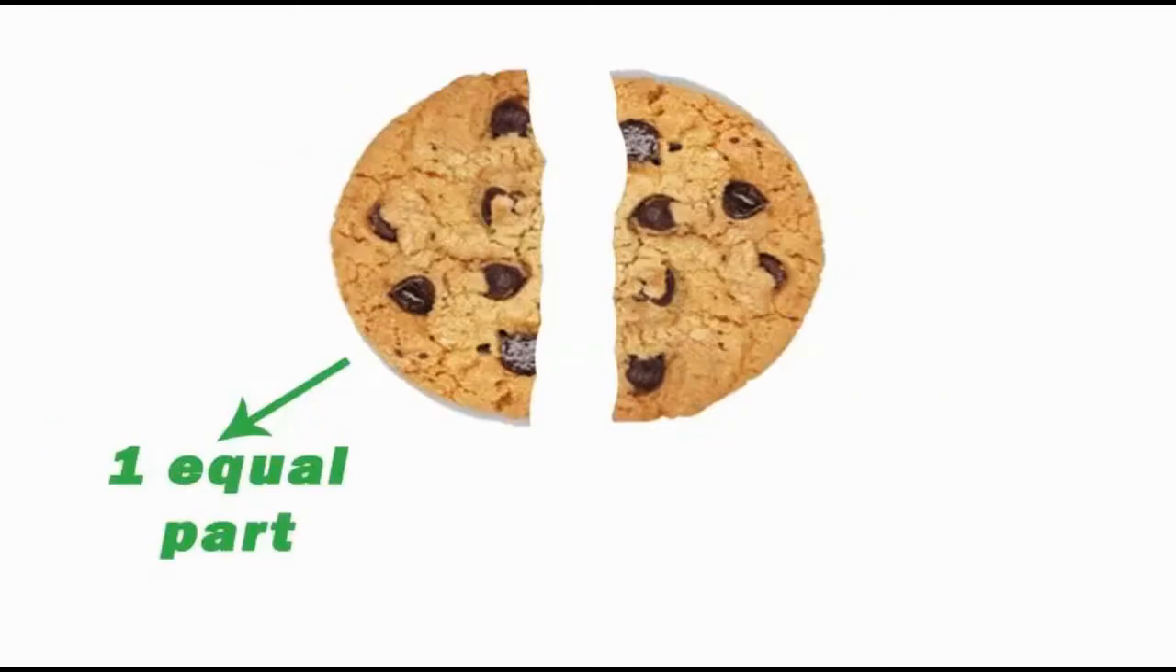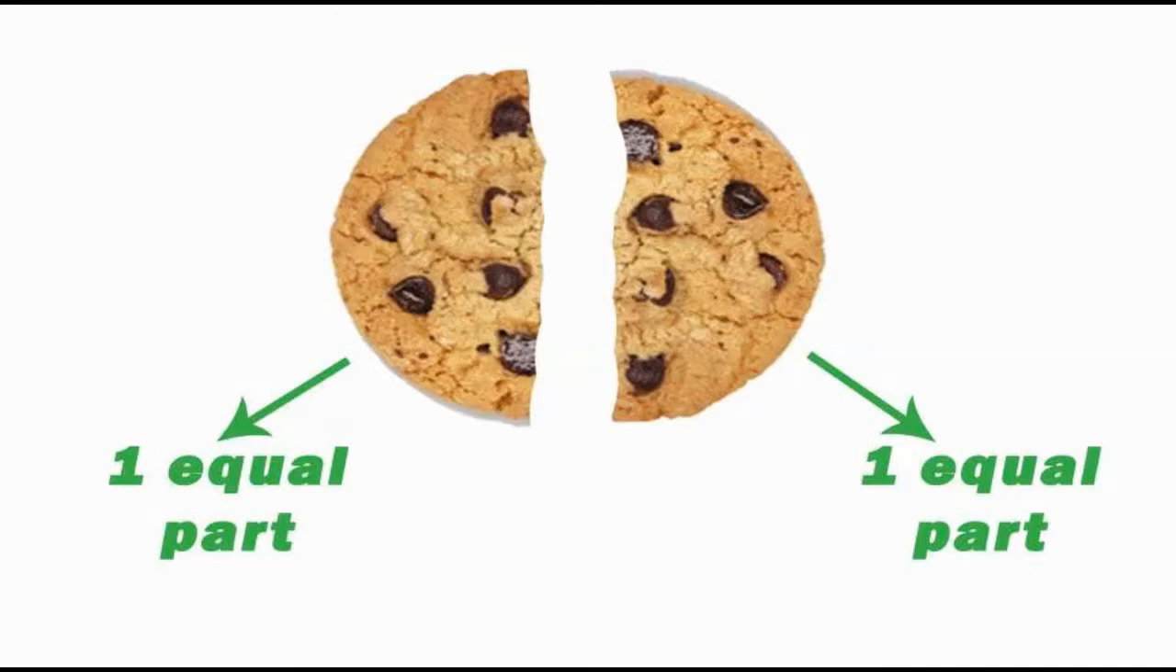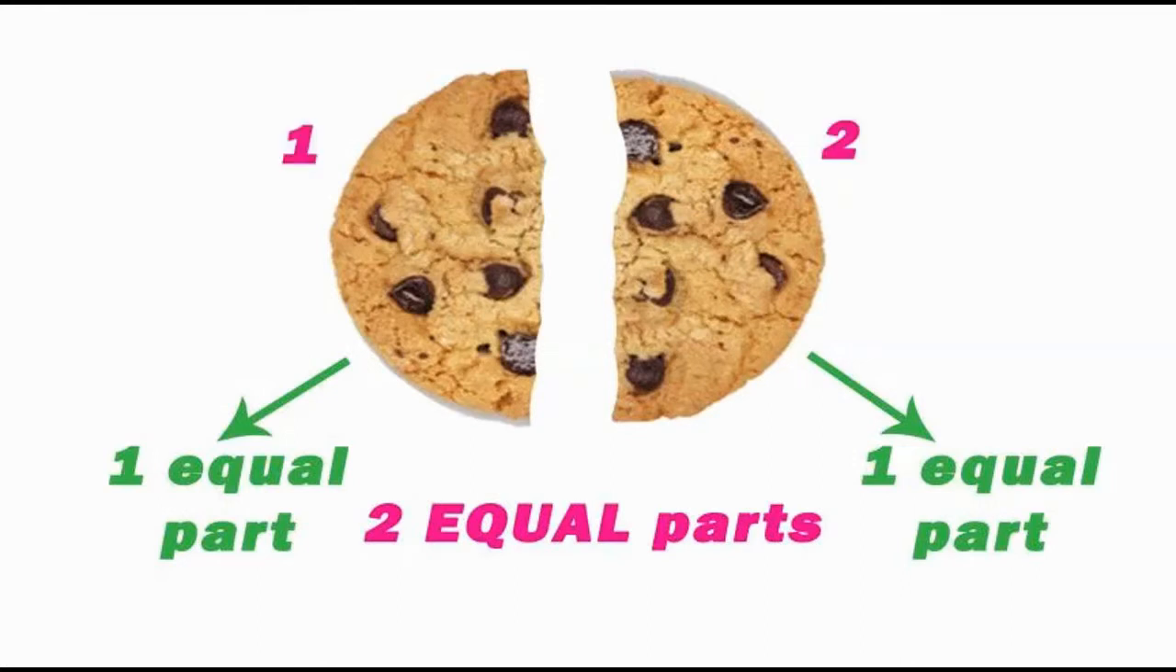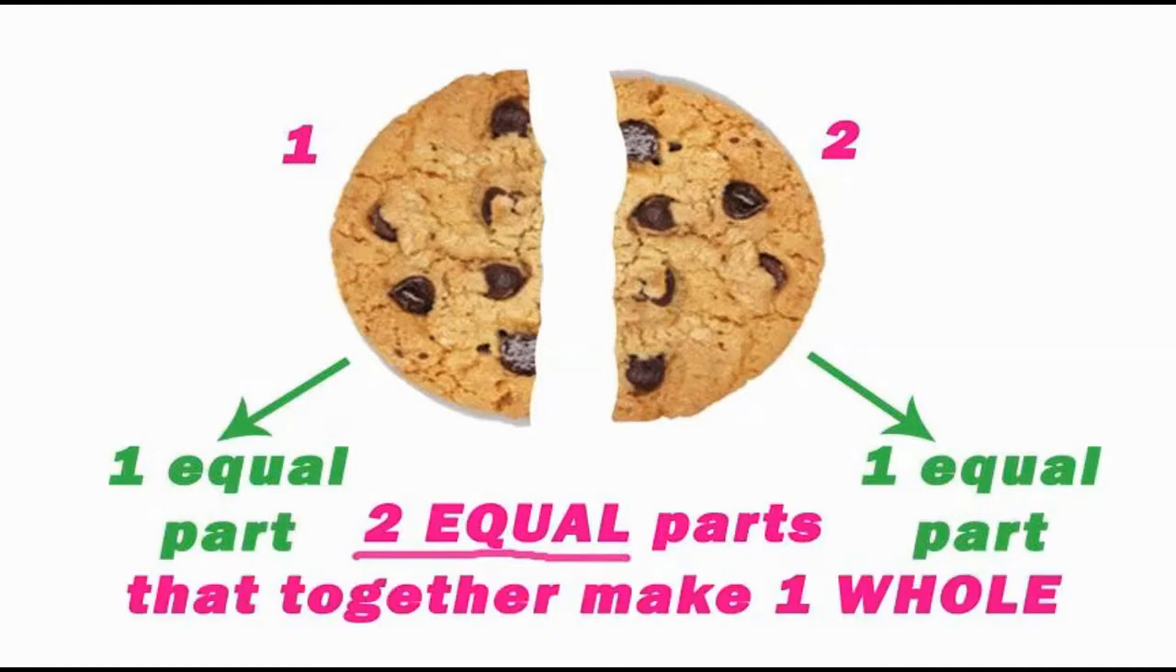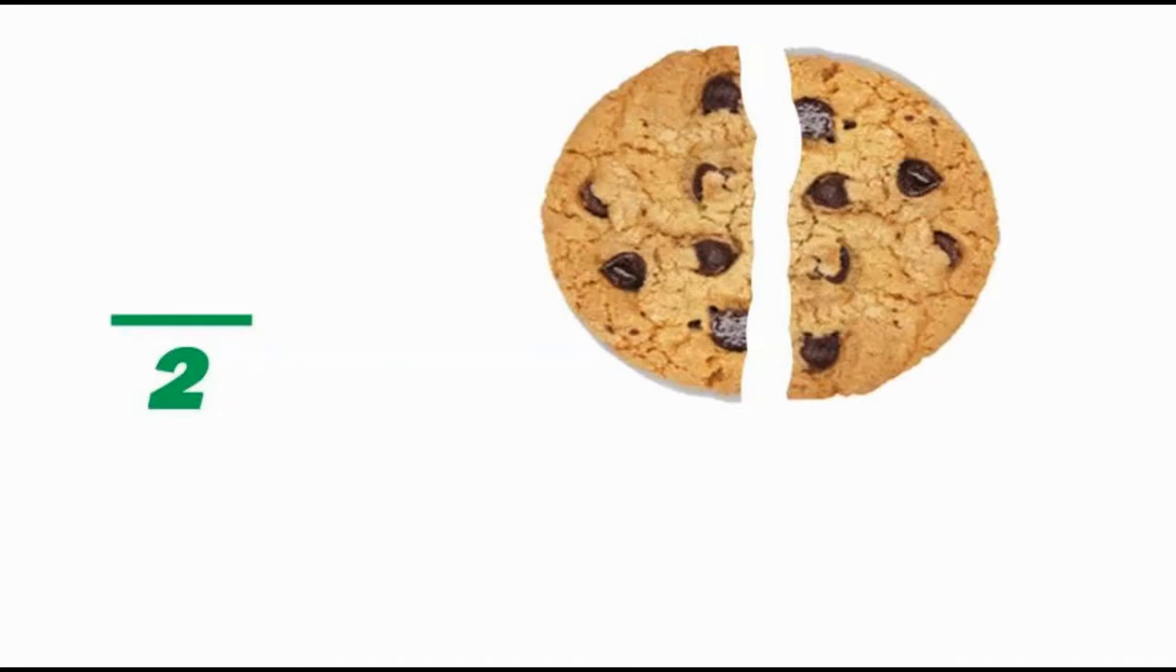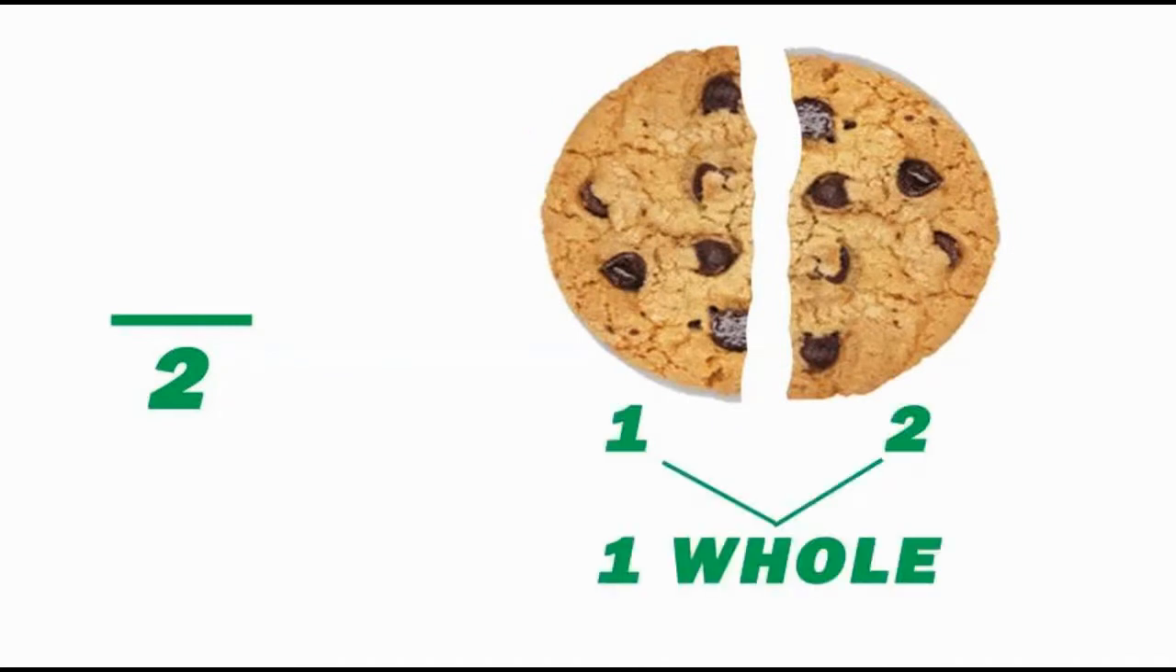When we split or divided our cookie, we had 1 equal part here and 1 equal part here. We split our whole cookie into 2 equal parts. Remember, we need both of these 2 equal parts to make up 1 whole cookie. We want to remember that we split our whole cookie into those 2 equal parts. So we will record that number 2 here in our fraction below the line. This number on the bottom is called the denominator.